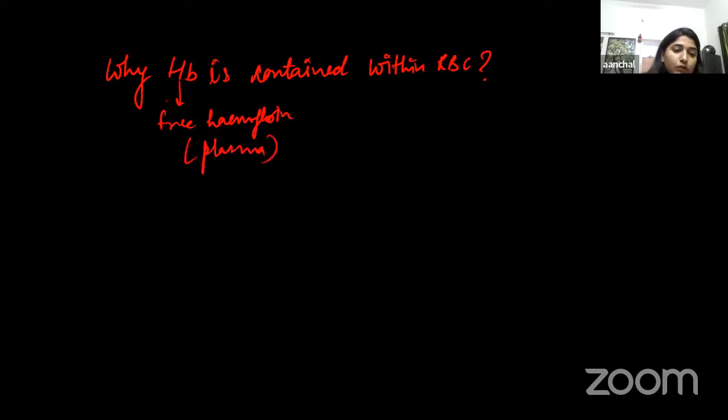So what would it lead to? It would increase the viscosity of plasma and also the viscosity of whole blood, and the BP will rise. It will also increase the osmotic pressure of the plasma and interfere with the mechanism of fluid exchange between capillaries and tissue space, right? Then second, the loss of free hemoglobin by the kidney in urine will increase, and it will lead to damage to the kidney, and also free hemoglobin is taken up and rapidly destroyed by the tissue macrophage system. So that's why hemoglobin is present in the RBC, not present freely in the plasma.